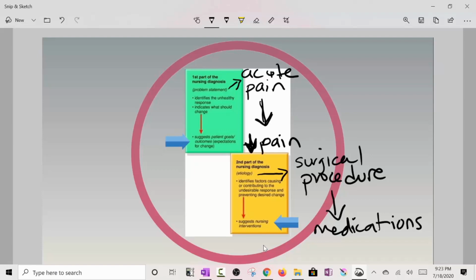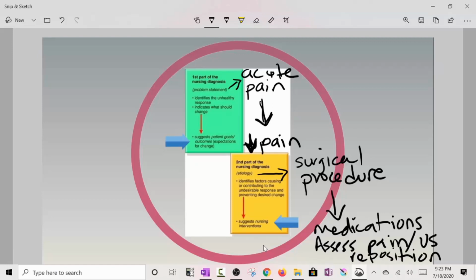We definitely want to monitor or assess her pain and vital signs. Okay? Maybe we want to do some other things, non-pharmacological. We can do repositioning. Sometimes repositioning is all they need to help with their pain.